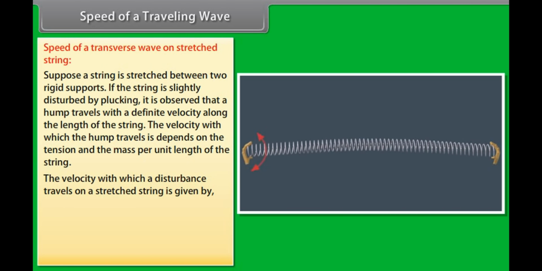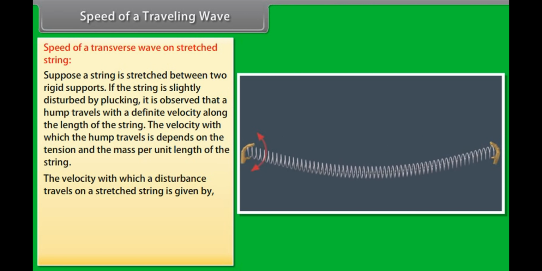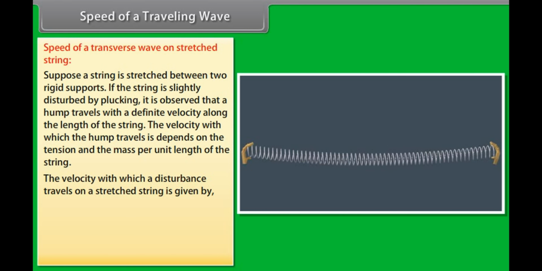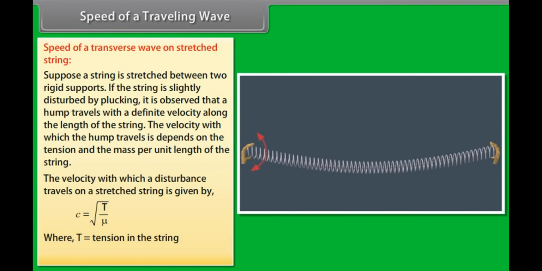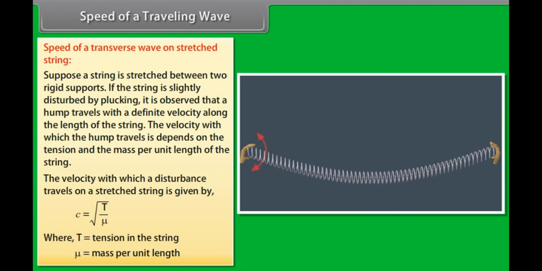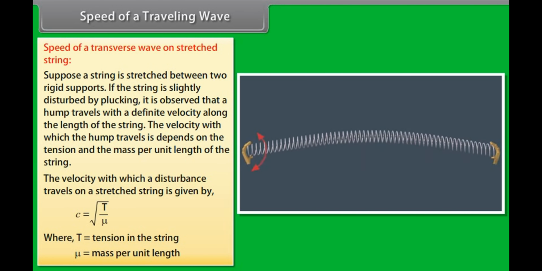The velocity with which a disturbance travels on a stretched string is given by C is equal to under root T upon mu, where T is equal to tension in the string, mu is equal to mass per unit length.